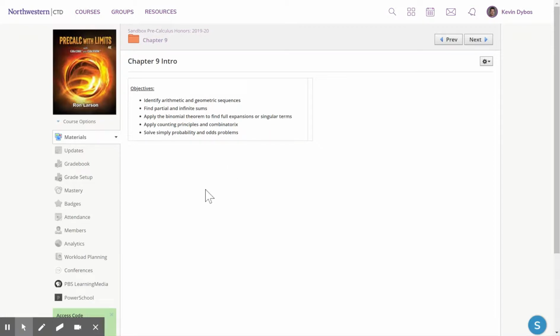So again, a little bit longer of a chapter, but it's really one of the more interesting ones in terms of both the math and the applications, because it's a little bit more embedded throughout.